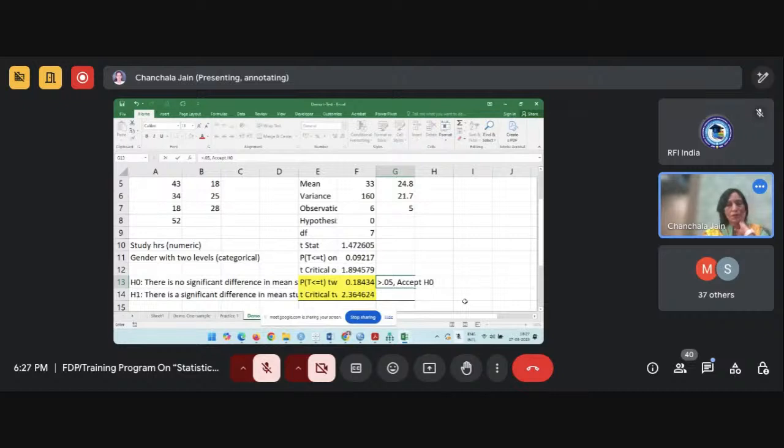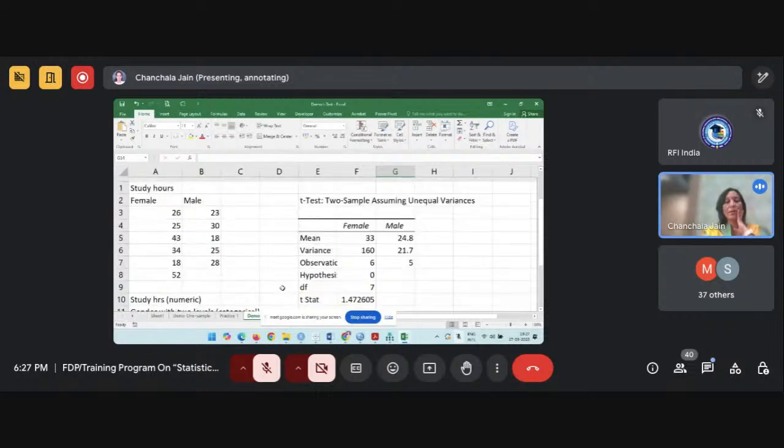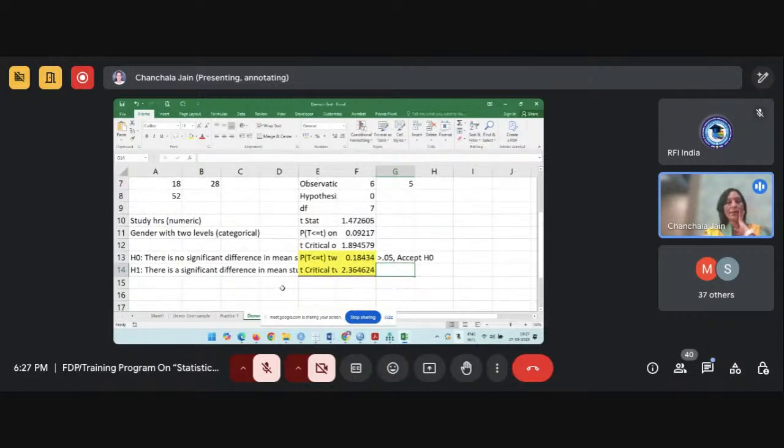Yeah, sorry. Yes, we are accepting the null hypothesis. That means we are saying there is no significant difference in the mean study hours of male and female students. Is it clear? Is it clear to everyone?